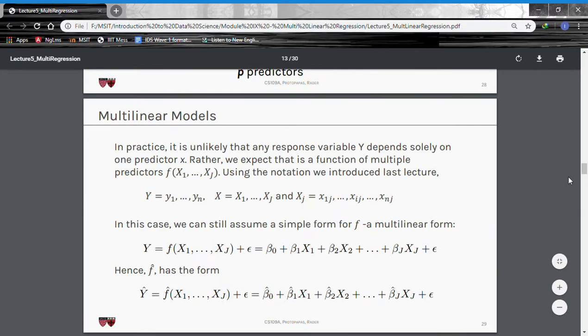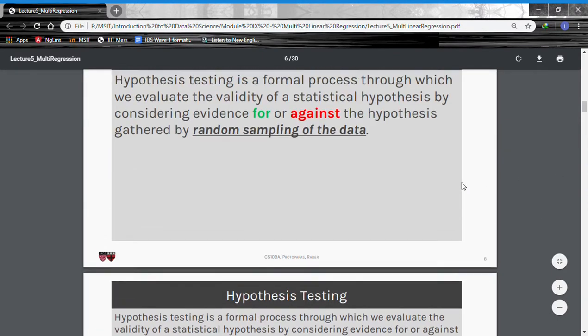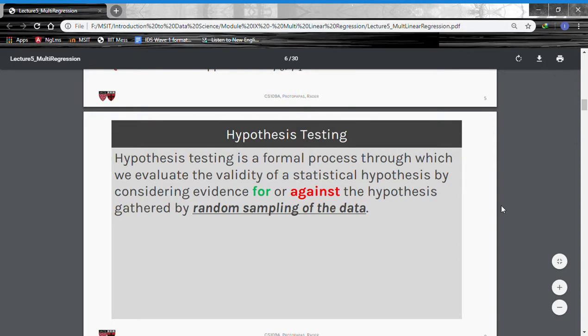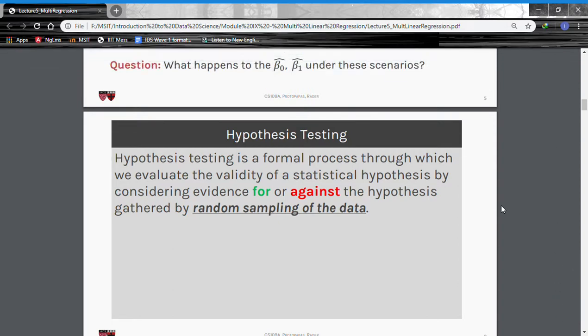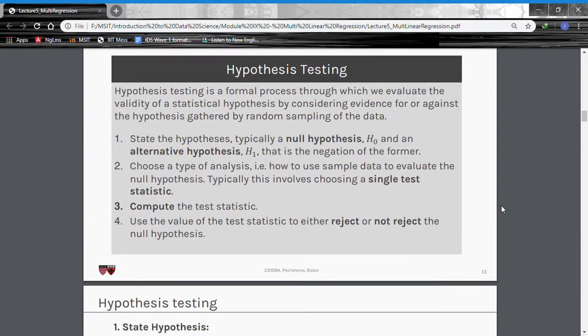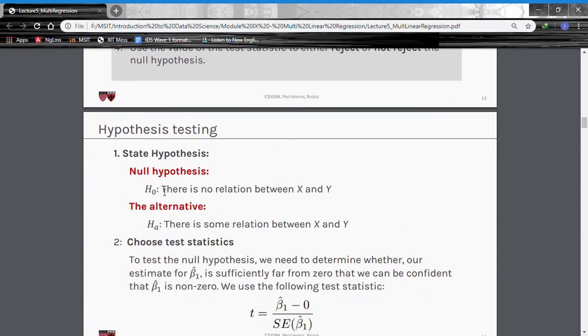And we have hypothesis testing. Hypothesis testing is a formal process through which we evaluate the validity of a statistical hypothesis by considering evidence for or against the hypothesis gathered by random sampling of the data. We have generally two types of hypothesis: the null hypothesis and the alternate hypothesis. The null hypothesis is denoted by H0. There is no relation between x and y, the independent variable and dependent variable, whereas in the alternate hypothesis we have some relation between independent and dependent variables, which is represented by HA or H1.